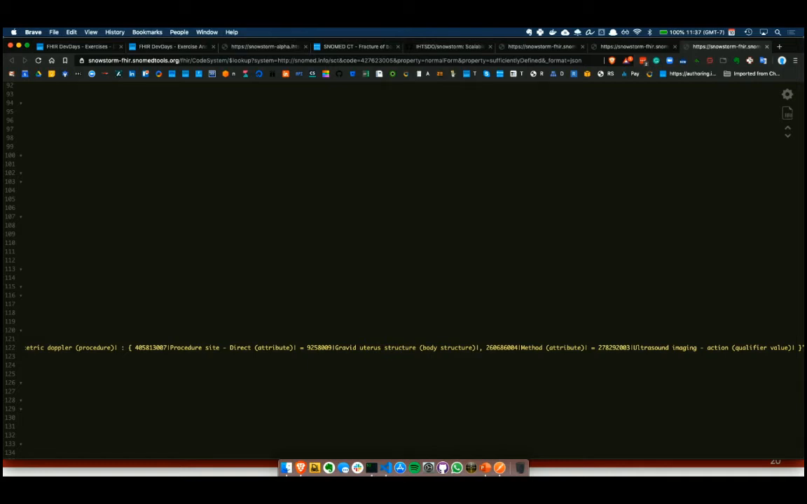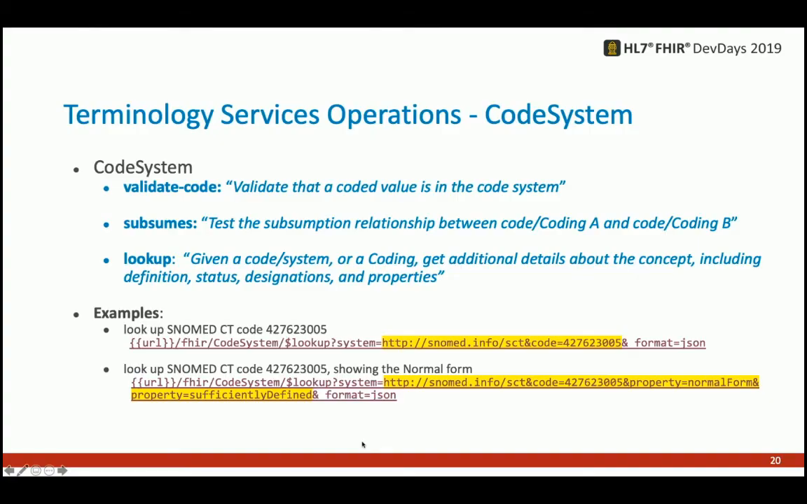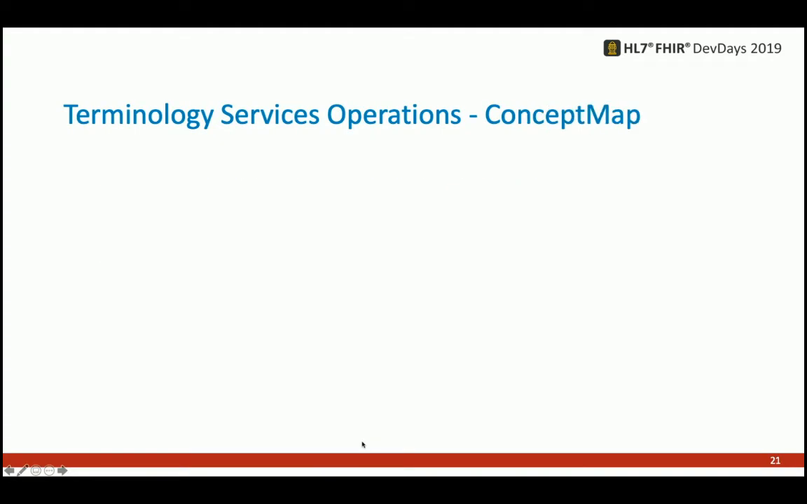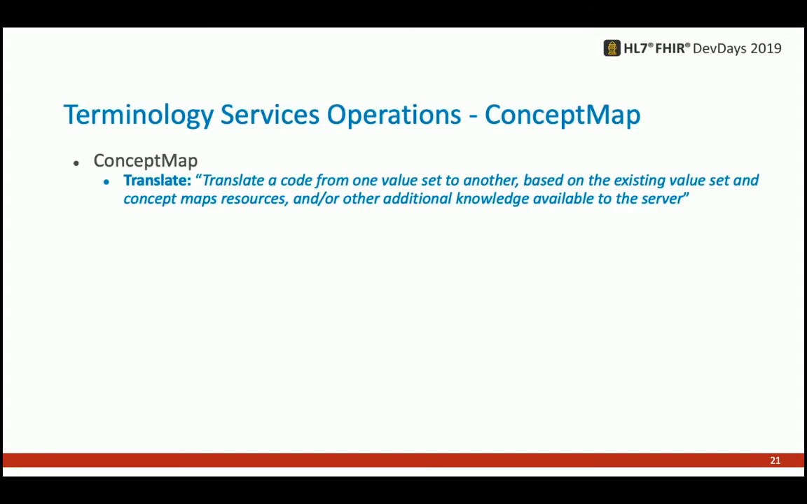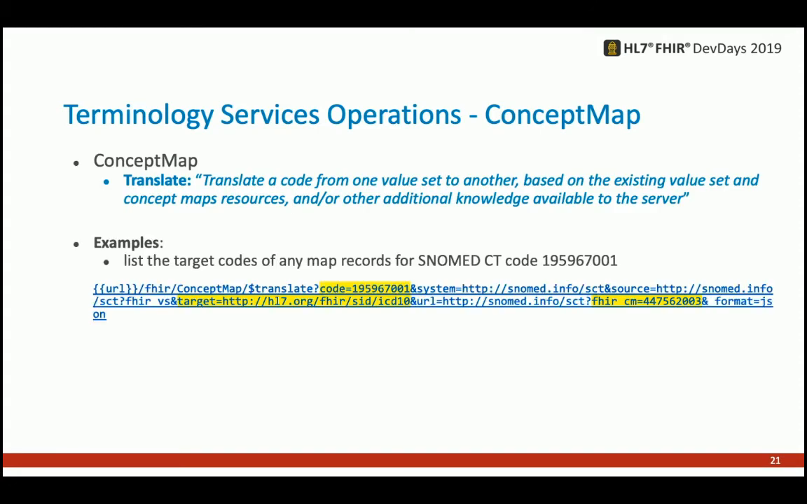So I'll move on a bit because I'm talking too slowly. So here we go. So that's code system. We then have concept map, which is back to how do we find map targets? How do we map between SNOMED and, say, ICD 10 CM? So the way that we do this, here's an example.